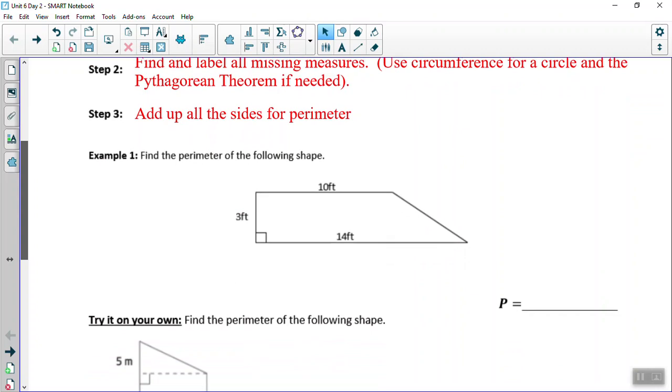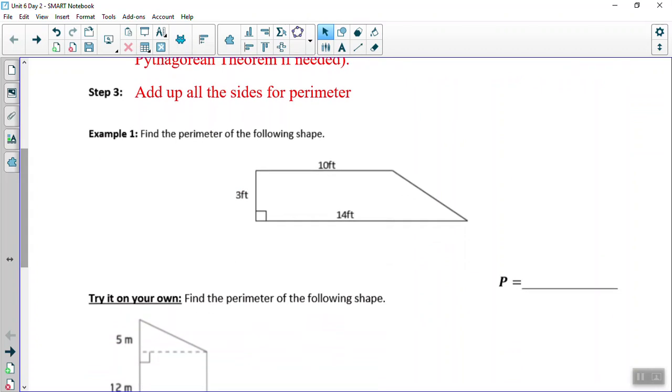Alright, so let's take a look at this shape here. In order to find the perimeter, we've got this side here that's 3 feet, this side here is 10 feet, the bottom which is 14 feet, and then we have this side here that we don't know. So let's split this up into some shapes that we do know. If I were to draw a line right here, I would see that I have a rectangle and a triangle. I want to find the measure of this length here, but to do that, I also need to know the measure of this length here.